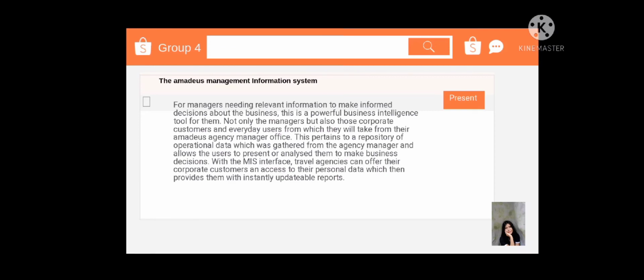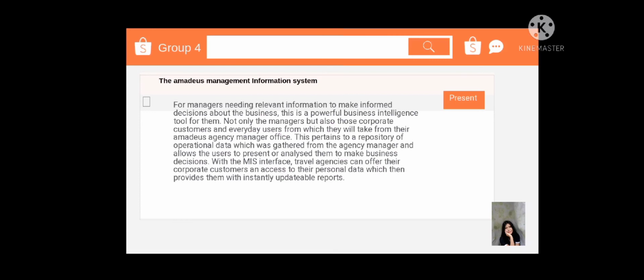So what is the Amadeus Management Information System? For managers needing relevant information to make informed decisions about the business, this is a powerful business intelligence tool, not only for managers but also for corporate customers and everyday users, which they will take from their Amadeus Agency Manager Office. This pertains to a repository of operational data gathered from the agency manager that allows the user to present or analyze them to make business decisions. With the MIS interface, travel agencies can offer their corporate customers access to their personal data, which then provides them with instantly updatable reports.